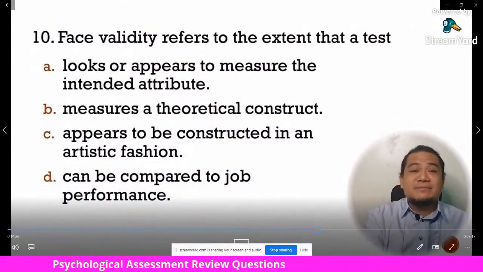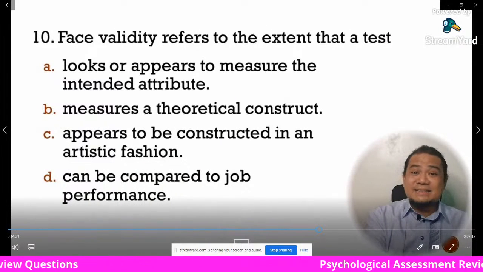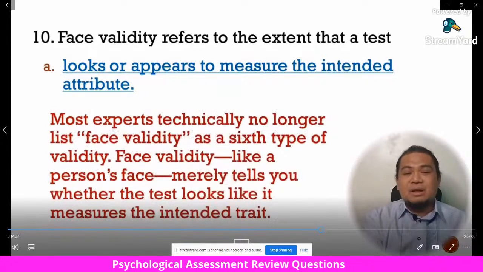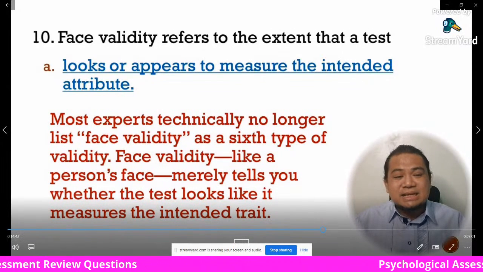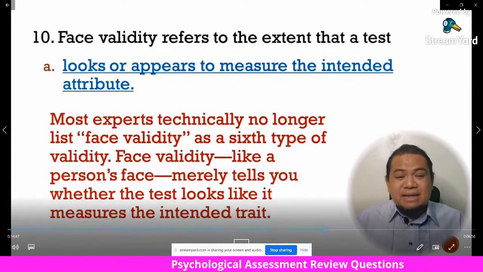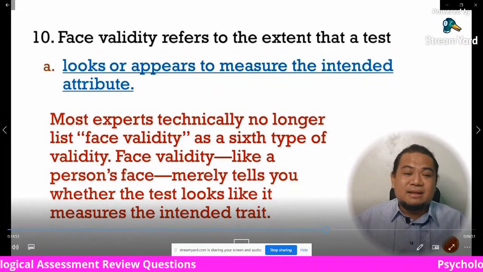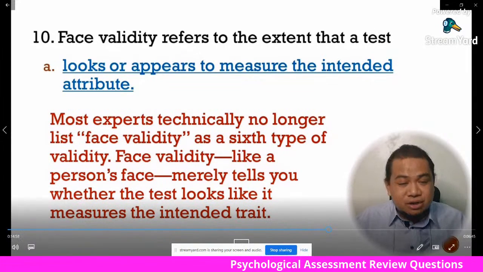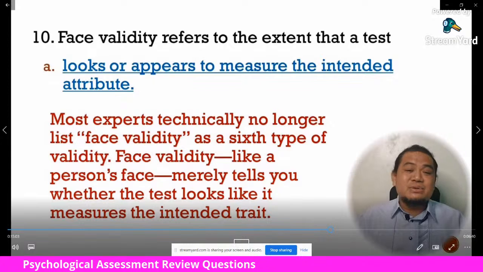Number 10, face validity refers to the extent that a test, the answer is A, looks or appears to measure the intended attribute. Most experts technically no longer list face validity as one of the 6 types of validity. Face validity, like a person's face, merely tells you whether the test looks like it measures the intended trait. Does your therapist look like a therapist? Does the Wechsler appear to be an IQ test? The obvious answer is, in most cases, who cares?